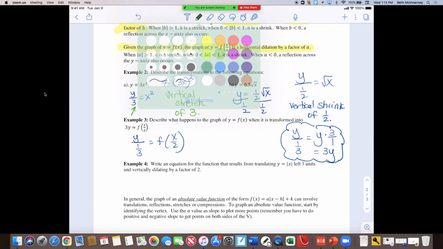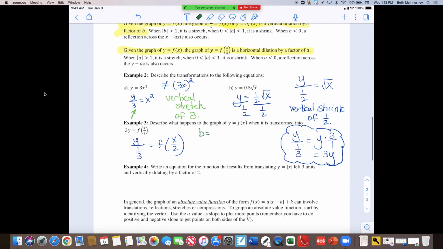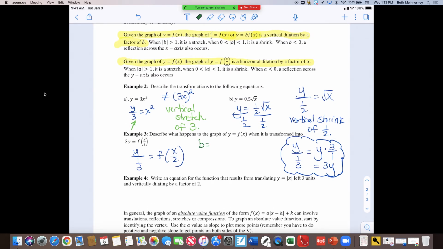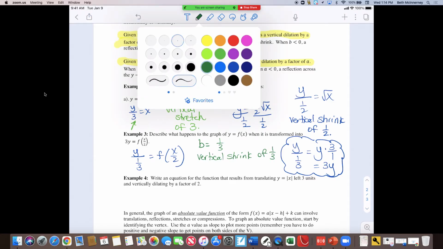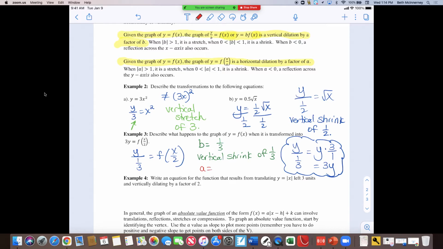So let's do this. What is b? Remember, it had to be y over b. So what's my b value? 1/3. So that makes it a vertical shrink of 1/3. What's the a value? It's f of x divided by a. So what's my a value? Two. So that makes it a horizontal stretch of 2.